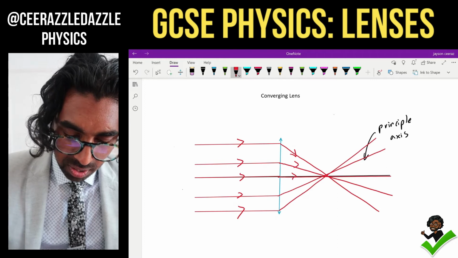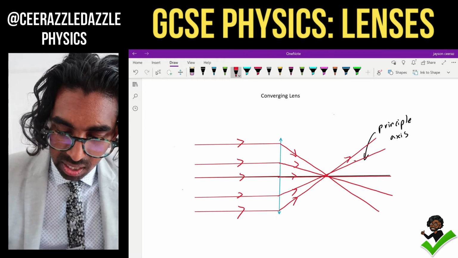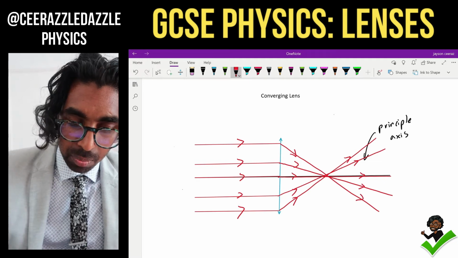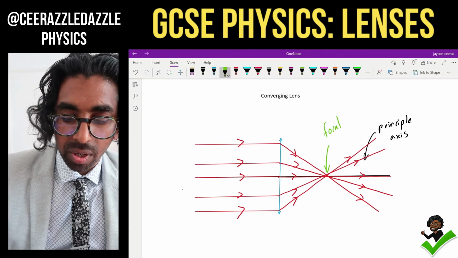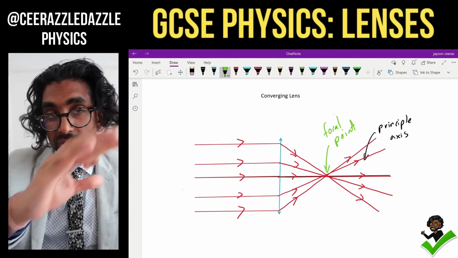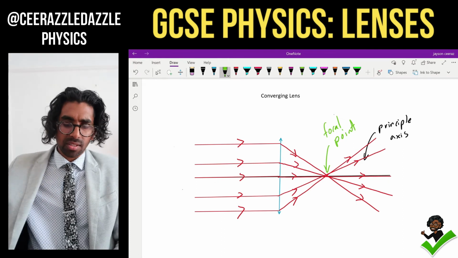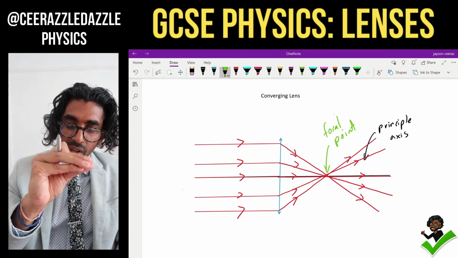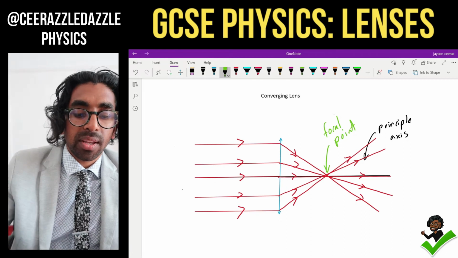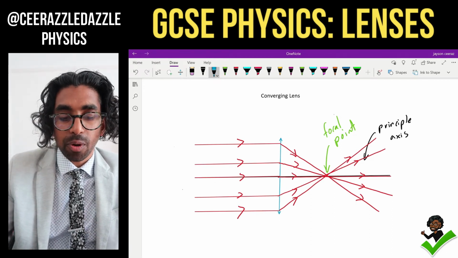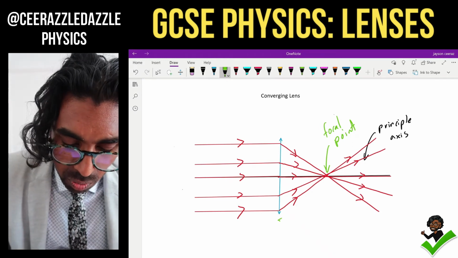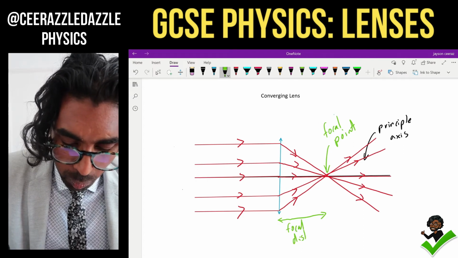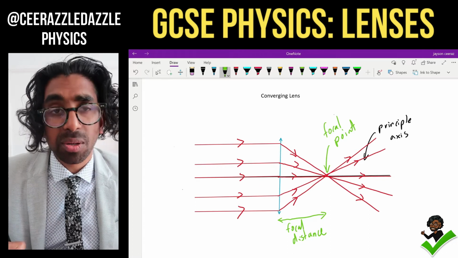Obviously use a ruler if you do it in the exam. You can look in your GCSE textbook and you'll find the same thing. The point where they all meet, this point over here, is called the focal point. The point where the rays of light converge, think about it, it's called a converging lens. The distance between the lens and the focal point is called the focal distance, and it's measured in meters.